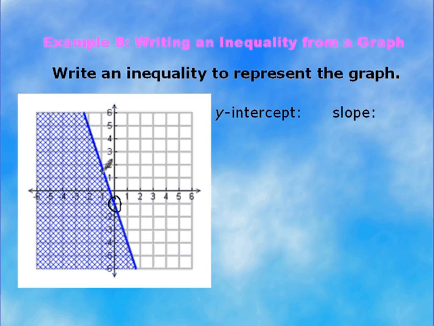Did we shade above or below the line? And that's going to tell you if we use the less than sign or the greater than sign. And did we use a solid line or a dotted line? And that's going to tell you if we put the little equals line underneath the inequality or not. Okay, so you try it, do it in your notes, and if you have any questions, raise your hand.